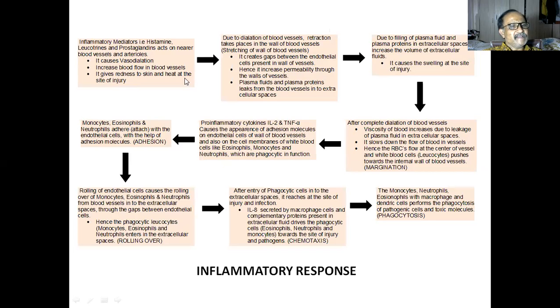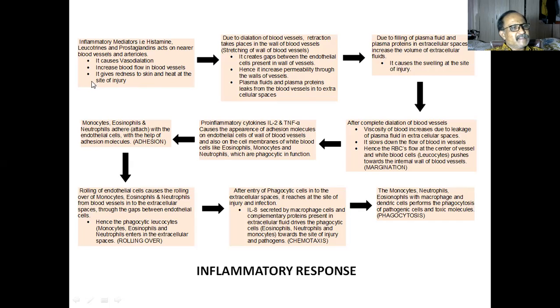This is given in the second table. These inflammatory mediators, histamine, leukotriene, and prostaglandin, first cause the vasodilation. वो क्या करते हैं? First, nearby blood capillaries जो है arterioles, उसका डायलेशन करते हैं, उसका diameter बढ़ाते हैं. Then it increases the blood flow in the blood vessels.